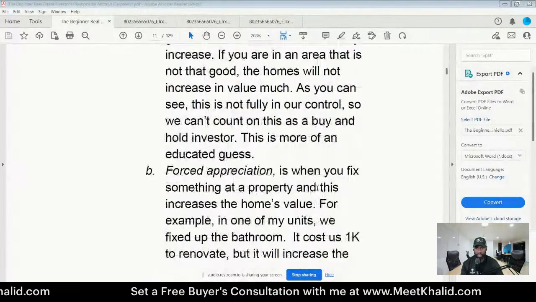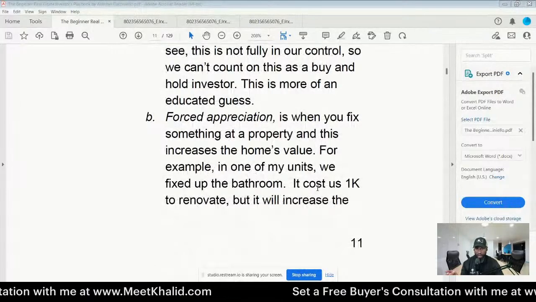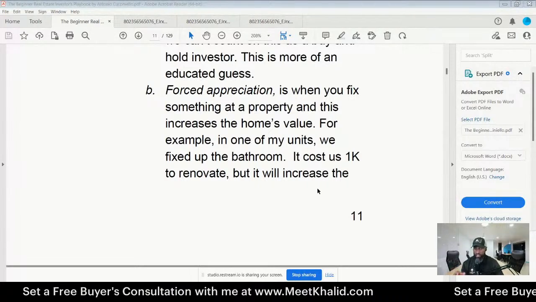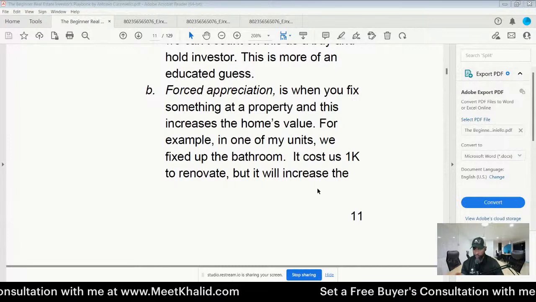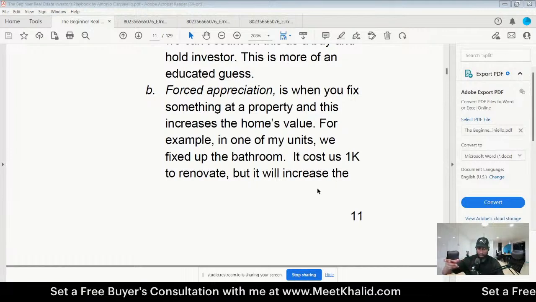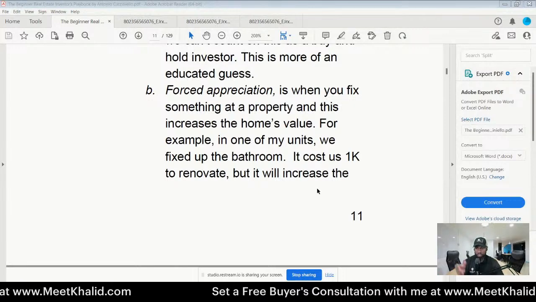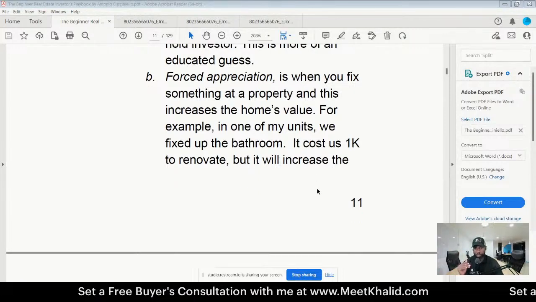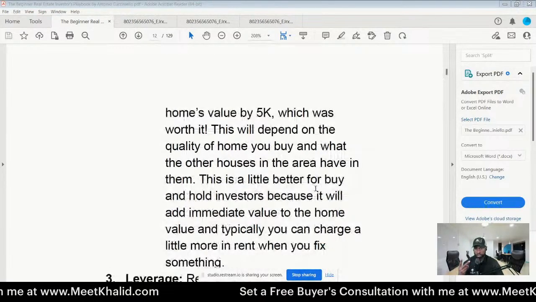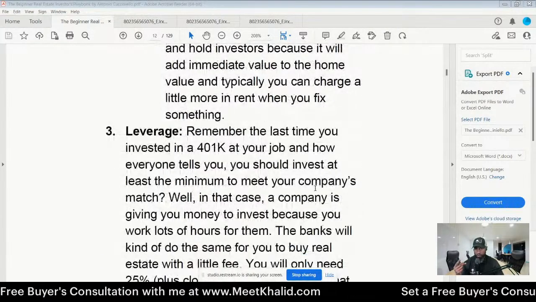Forced appreciation is when you fix something at a property and this increases the home's value. You buy something, you fix it up, and now it's worth more. This is for fixer uppers. When you buy a fixer upper and then fix it up, you force the appreciation to go up. So when we're talking about appreciation, we're talking about two different types: natural appreciation and forced appreciation.